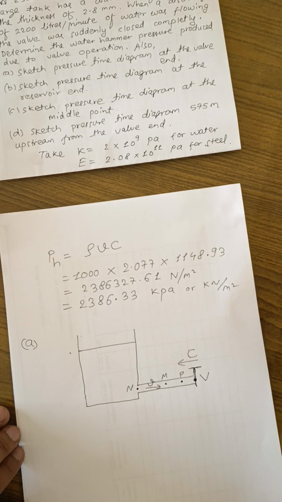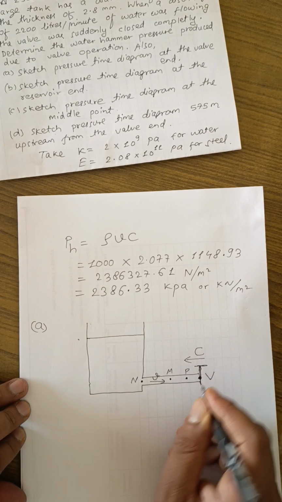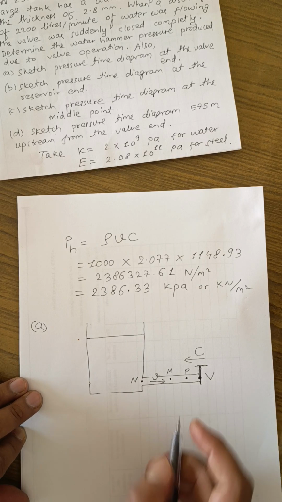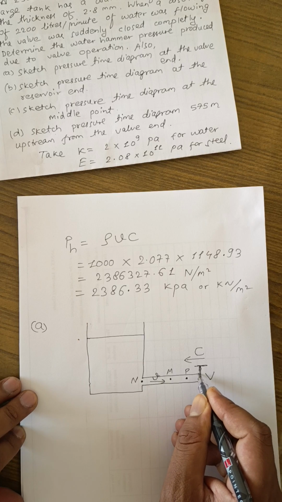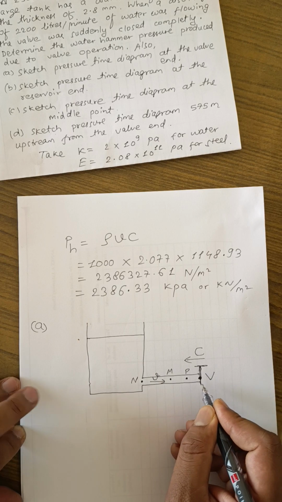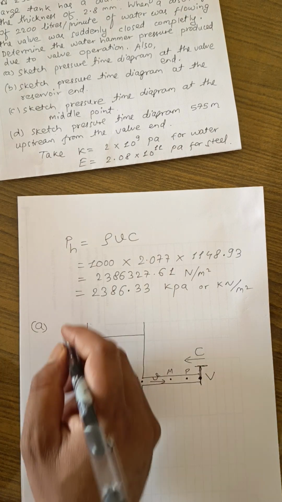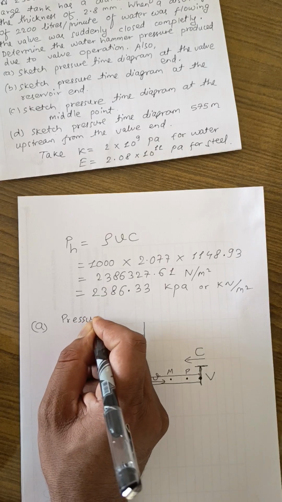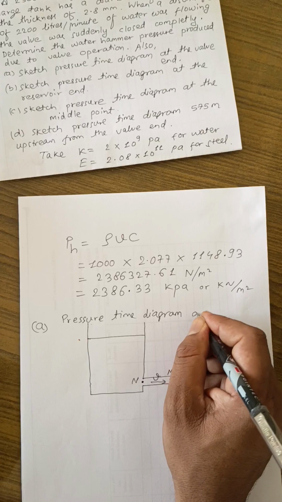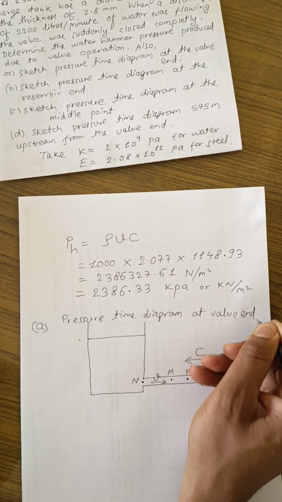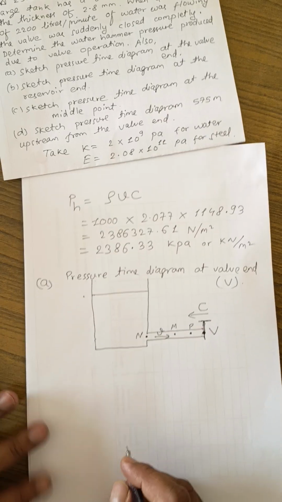Now let's draw the pressure time diagram, with pressure on the y-axis and time on the x-axis. It means you are putting a pressure meter at the valve to check how much pressure occurs after the valve closure. So this is the pressure time diagram at the valve end, which is B.